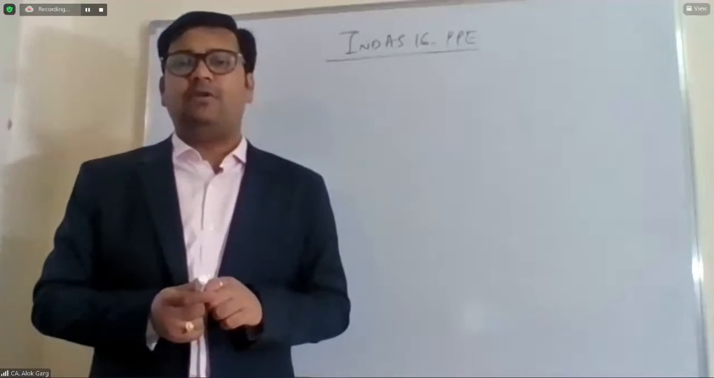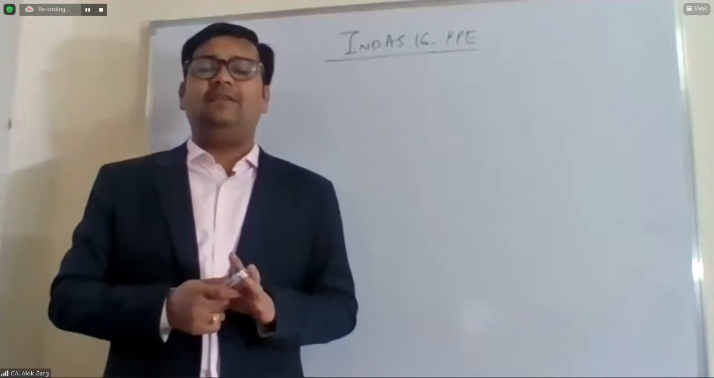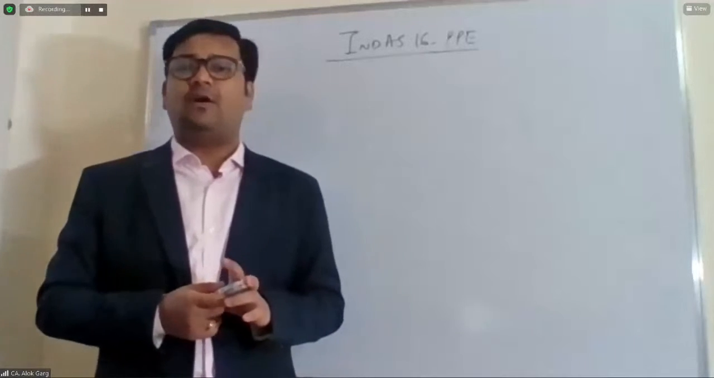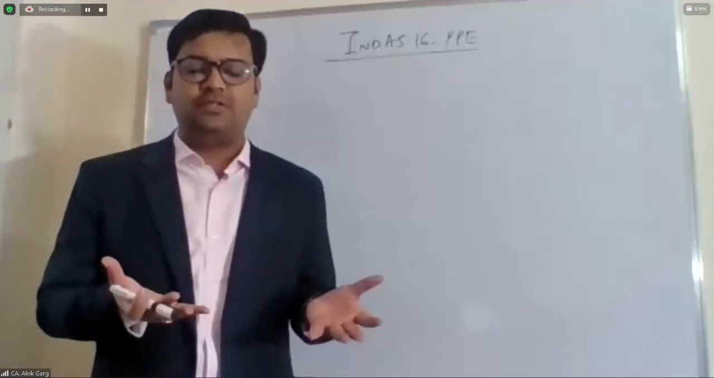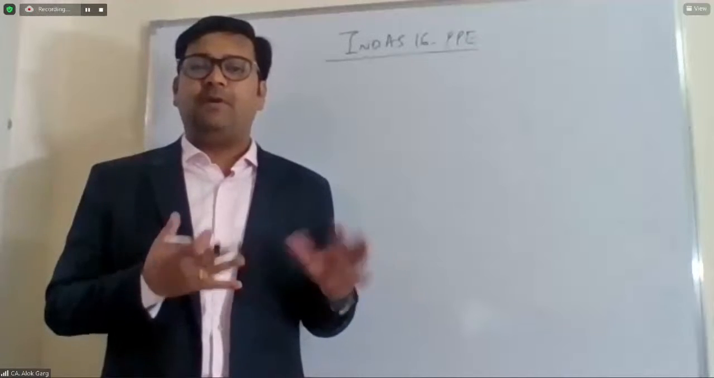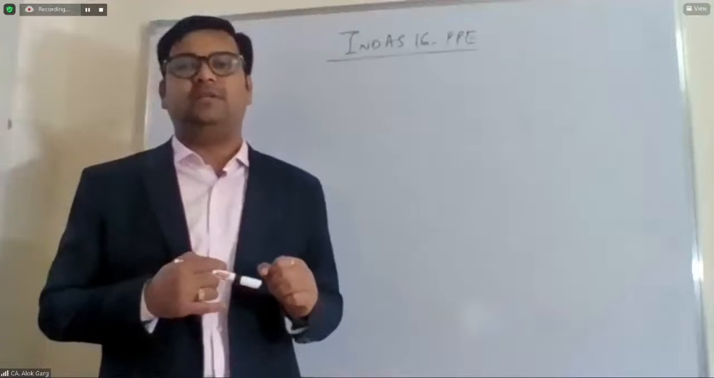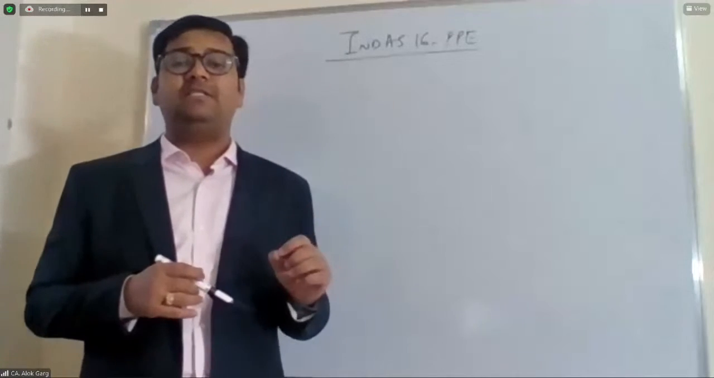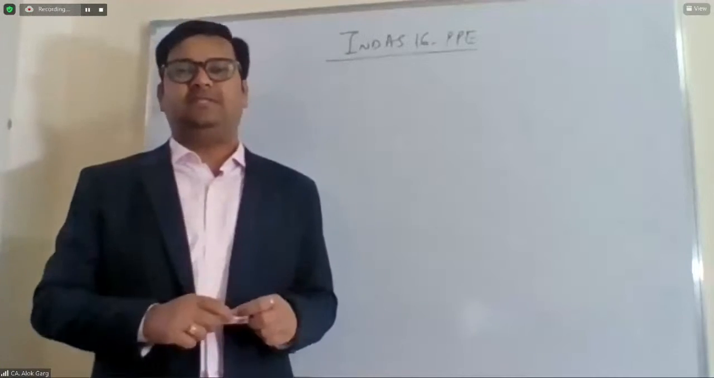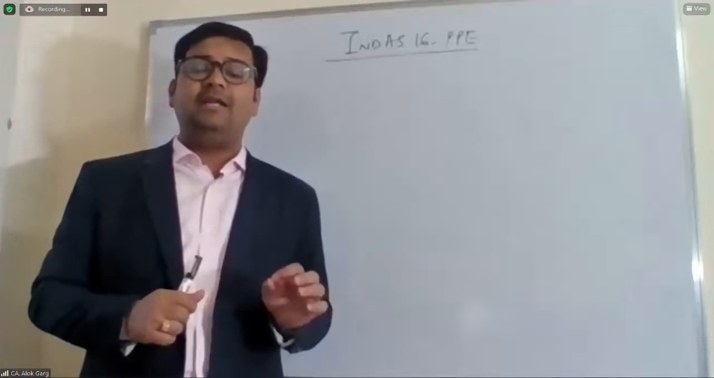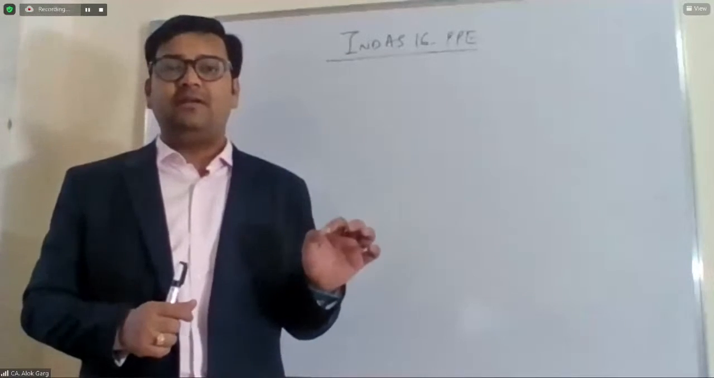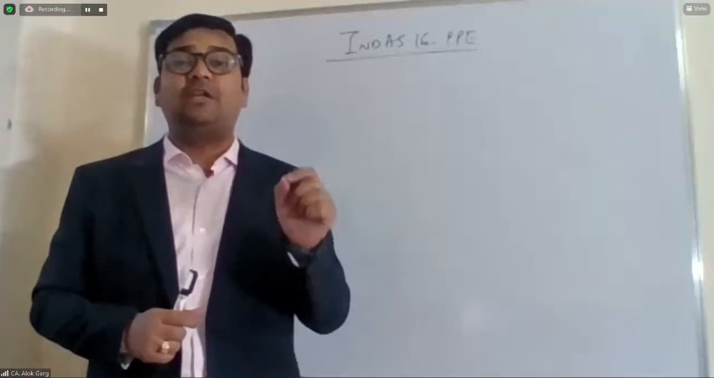Then we discussed that if there is a self-constructed asset or an acquired asset, it has to be measured at cost, and cost includes purchase price plus directly attributable cost plus dismantling obligation. Then we talked about what happens if the company purchases an asset on a credit basis. Again, it has to be measured at the cash price equivalent.